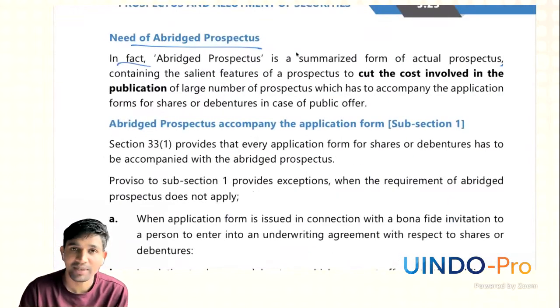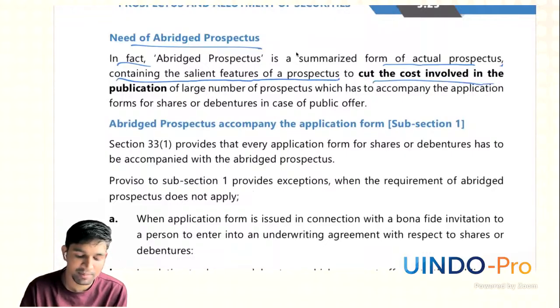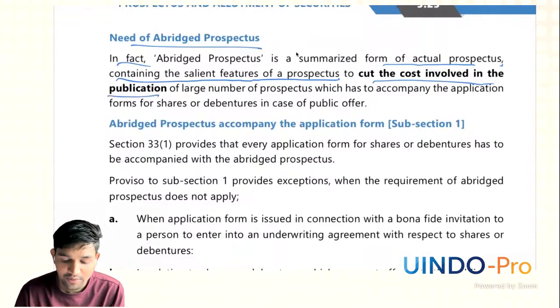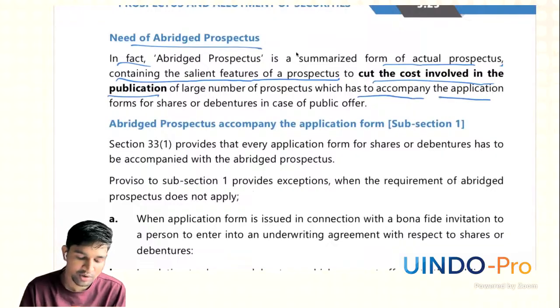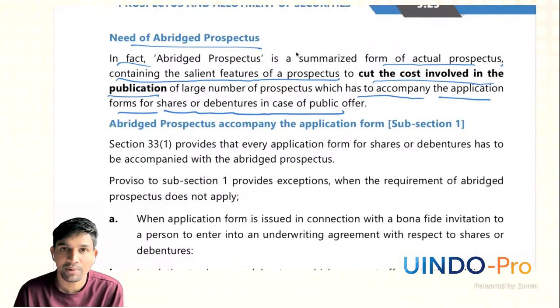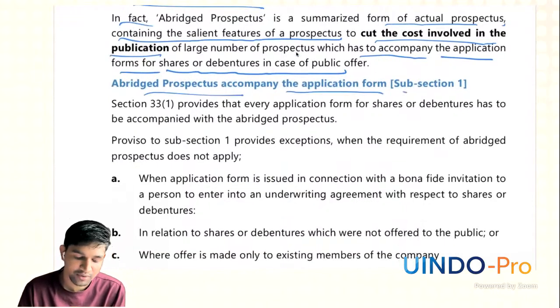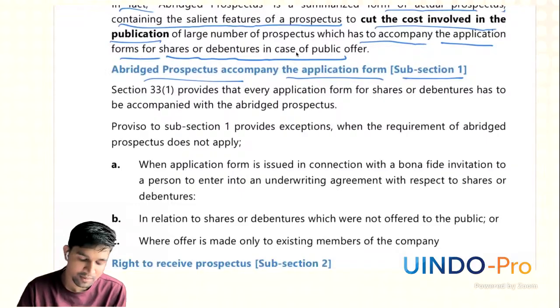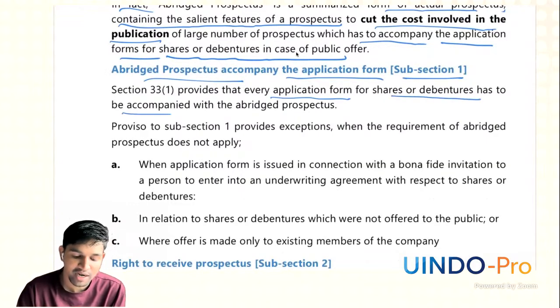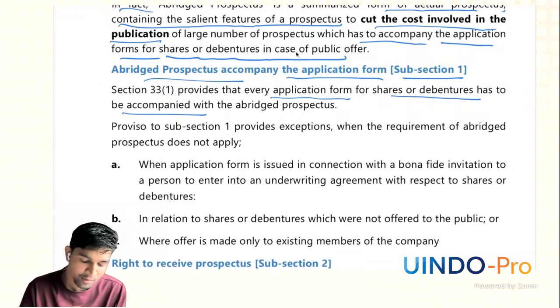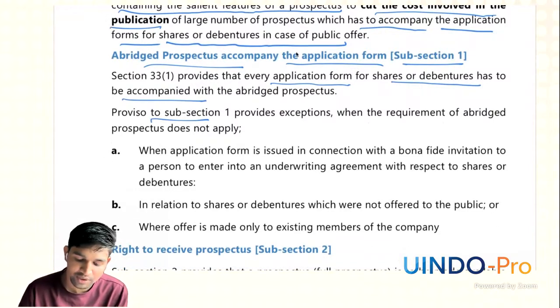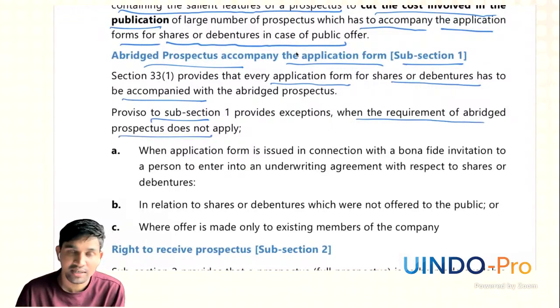Need of a bridge prospectus. In fact, a bridge prospectus is a summarized form of the actual prospectus containing the salient features of the prospectus, to cut the cost involved in the publication of a large number of prospectuses, which have to accompany the application form for shares or debentures in case of public offer. A bridge prospectus to accompany the application form, subsection 1. Section 33, subsection 1 provides that every application form for shares or debentures has to be accompanied with the abridged prospectus.